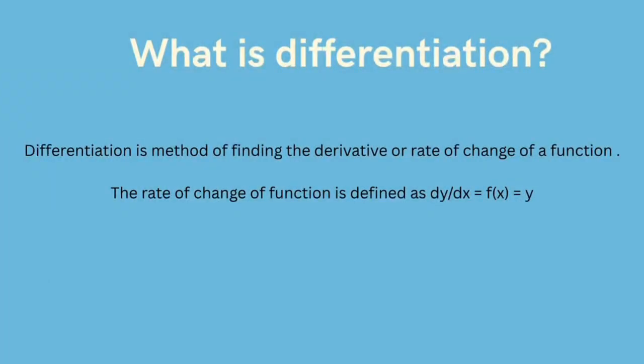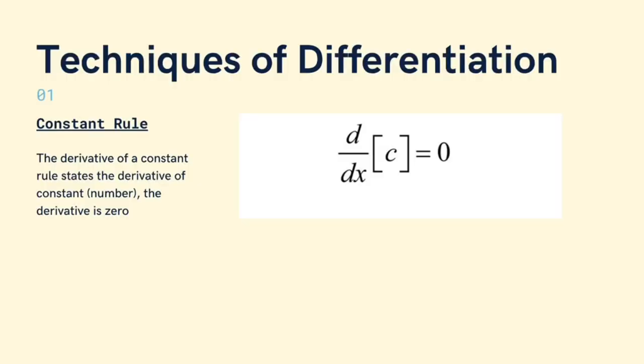What is differentiation? Differentiation is the method of finding the derivative or rate of change of a function. The rate of change of a function is defined as dy over dx equals f'(x) equals y. Techniques of differentiation. First, the constant rule. The constant rule states that the derivative of a constant, which is a number, is equal to 0.